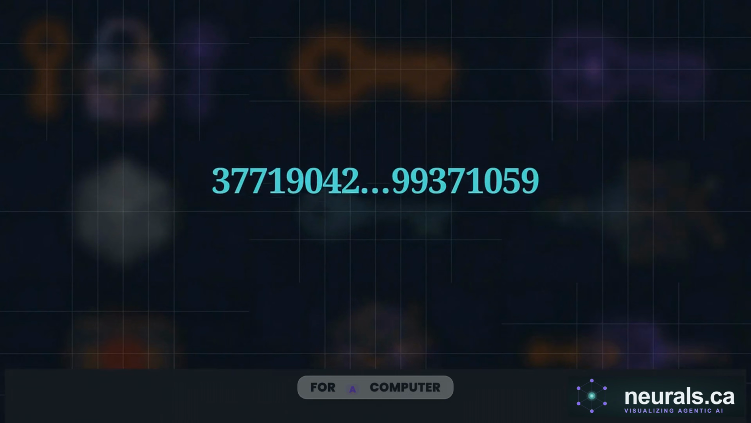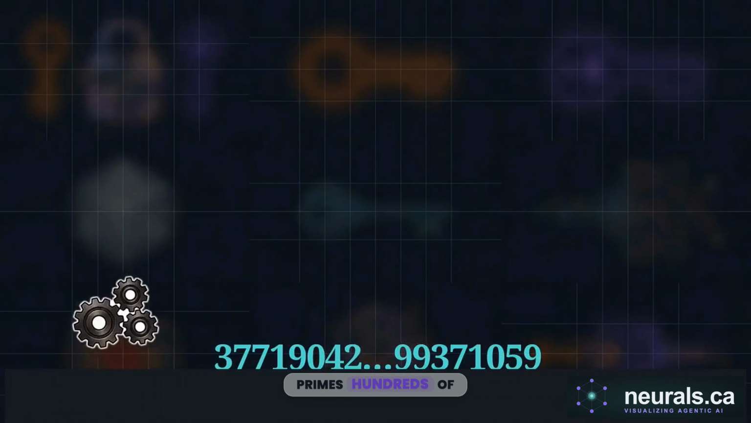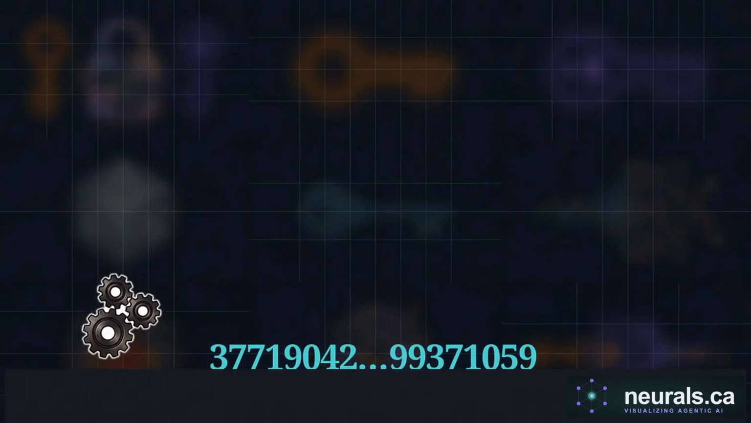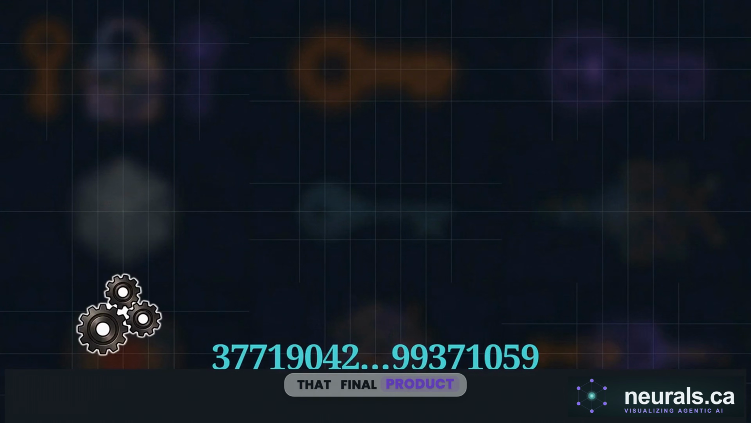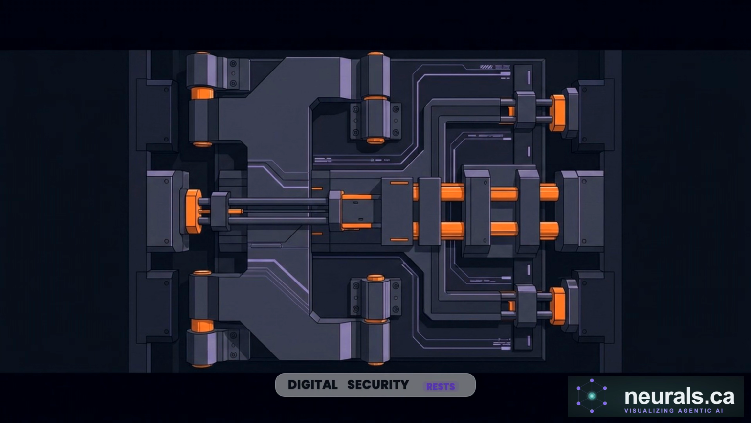It is trivial for a computer to multiply two primes hundreds of digits long, but it is currently impossible to take that final product and reverse engineer the original primes. Global digital security rests on this single assumption that integer factorization is a one-way street.